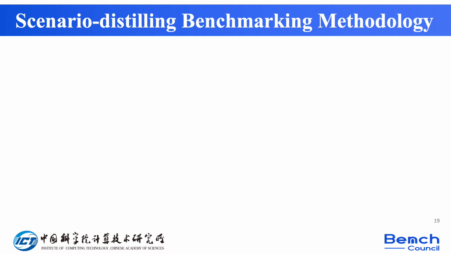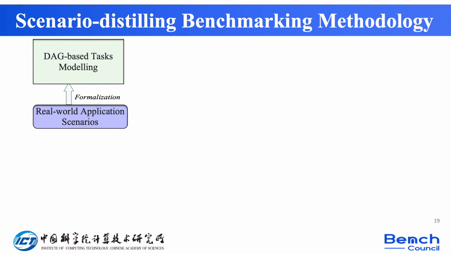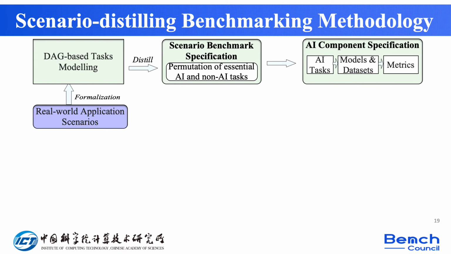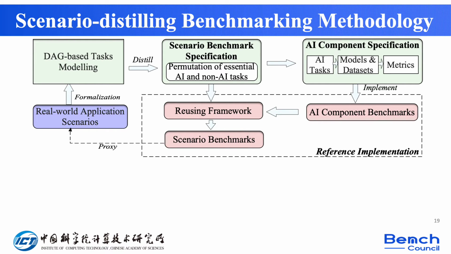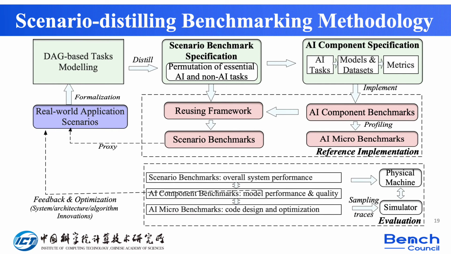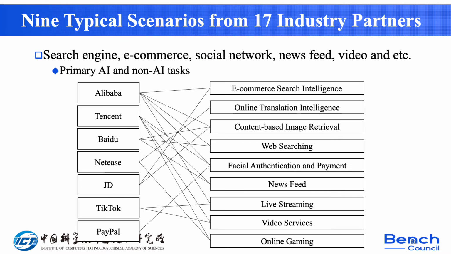We propose a scenario-distilling benchmarking methodology. We formalize and distill the real-world application scenarios to extract the permutation of essential AI and non-AI tasks. Then we define the specification and implement the benchmarks. For scalability and simplicity, we provide a reusing framework to support quick construction of scenario benchmarks. Through profiling, we identify micro benchmarks. The benchmarks can be deployed on physical machines and simulators.